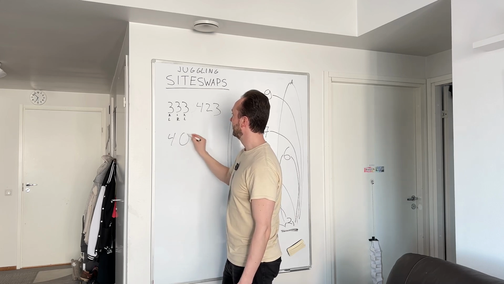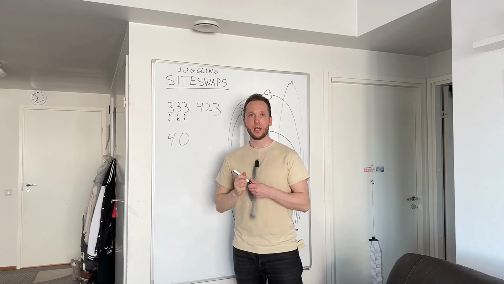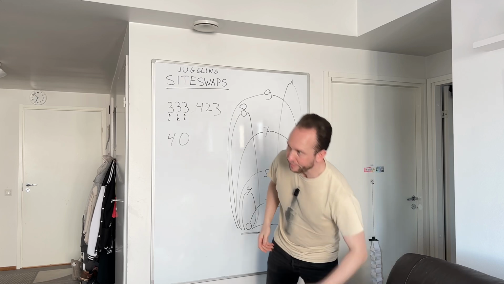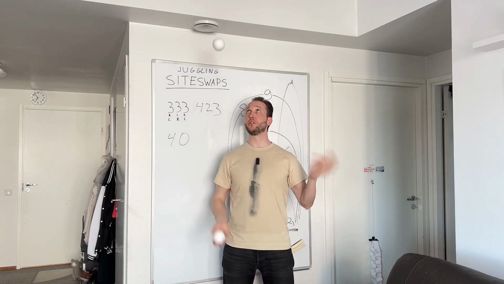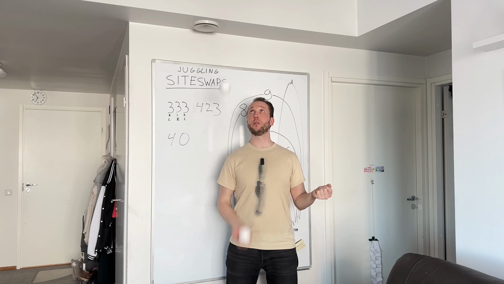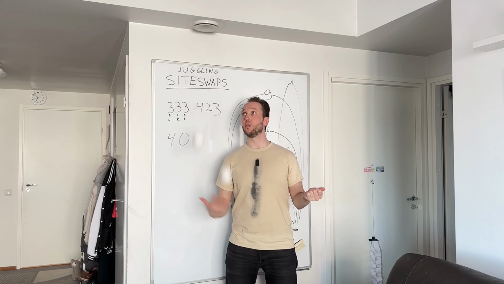So 4, 0, okay? So this is the 2 ball trick. 4, 0, 4, 0, 4, 0.